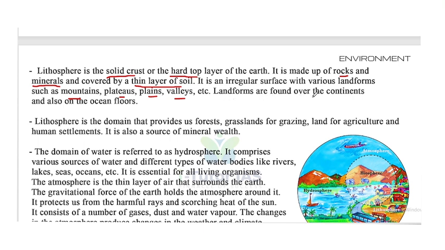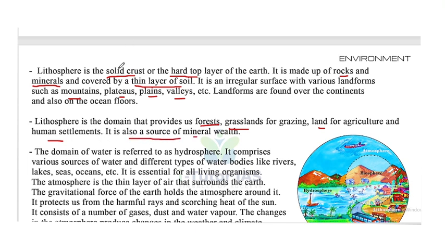Landforms are found over the continents and also on the ocean floor. The lithosphere is the domain that provides us forests, grasslands for grazing, land for agriculture, and human settlements. So these all are in the lithosphere. It is also a source of mineral wealth. So that's all about lithosphere.